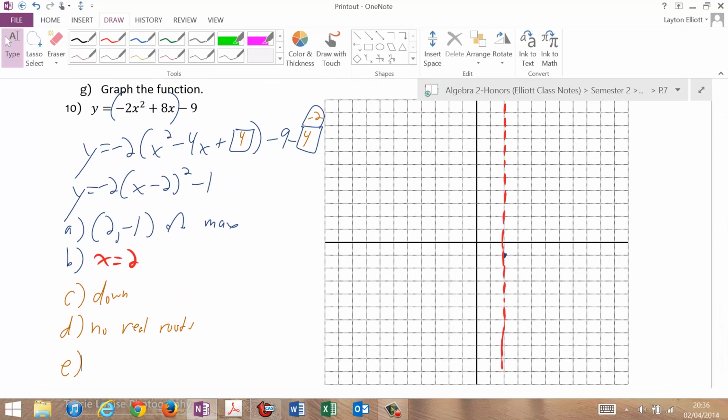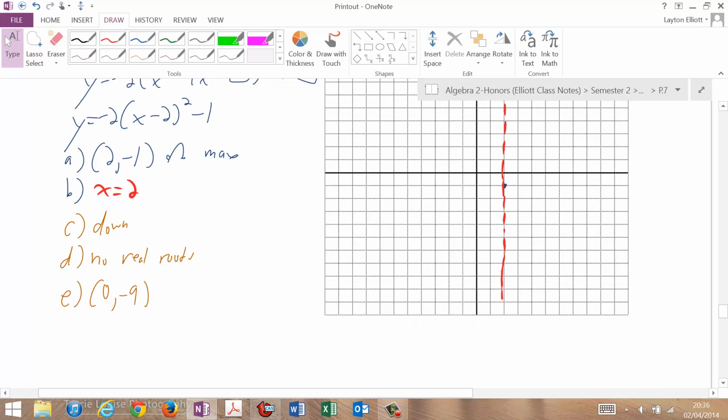Part E, let's do our y-intercept check. If I plug 0 into the original equation, I get (0, negative 9). That should be my y-intercept, and I'm going to graph that and its opposite point. Here and here.